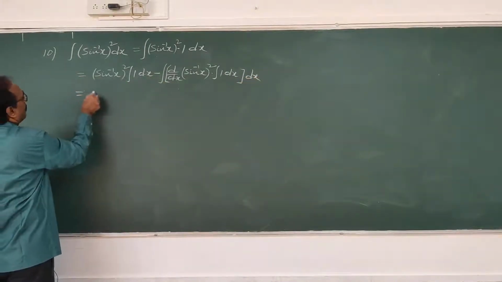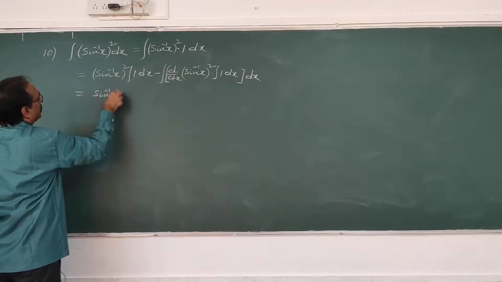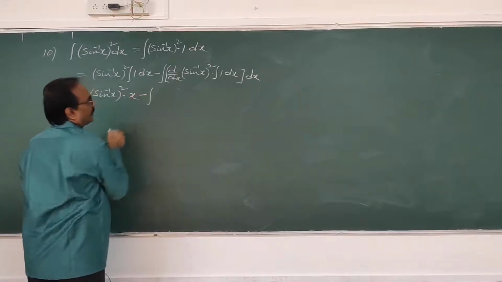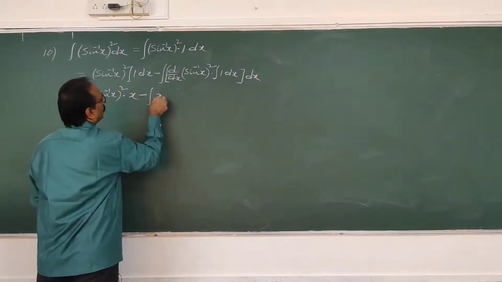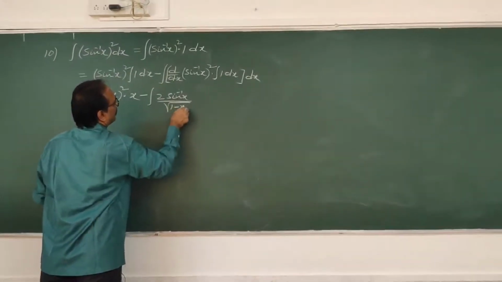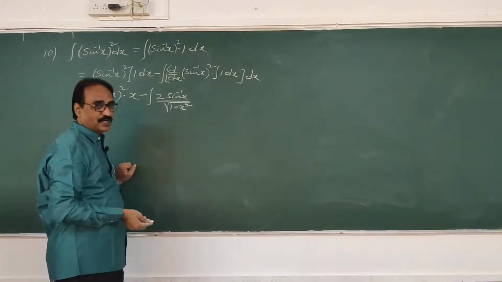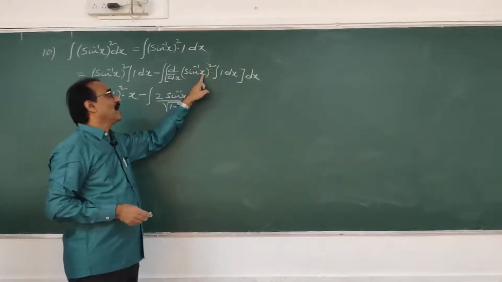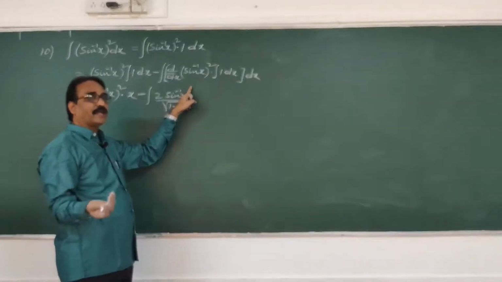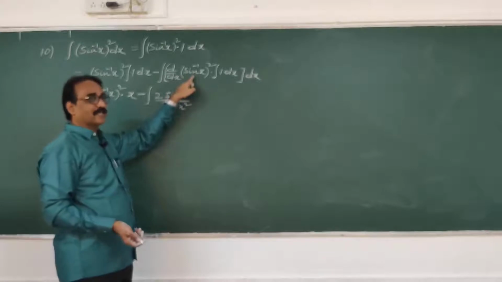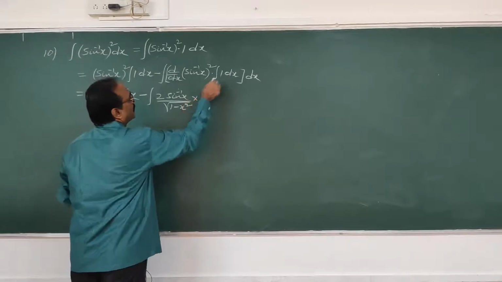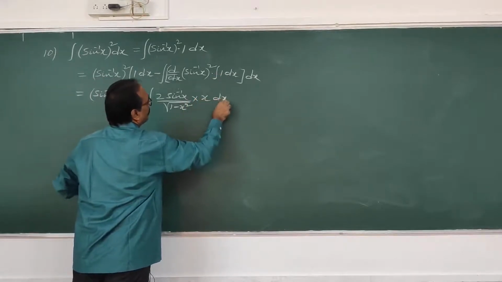Now, (sin inverse x) whole square into integral of 1 dx is x, minus integral of the derivative of this: 2 into sin inverse x, by the derivative of sin inverse x, 1 by root of 1 minus x square. My dear students, you understood, this is the x power n formula. I treated this as x power n, whose derivative is n into x power n minus 1, or x square, whose derivative is 2x. Here the derivative of sin inverse x is 1 by root of 1 minus x square, into integral of 1 x dx. That is how I simplified.